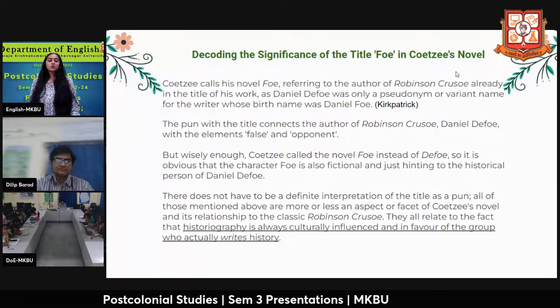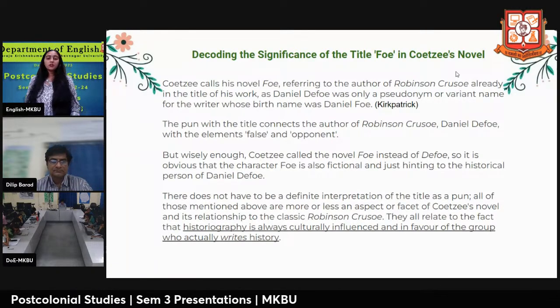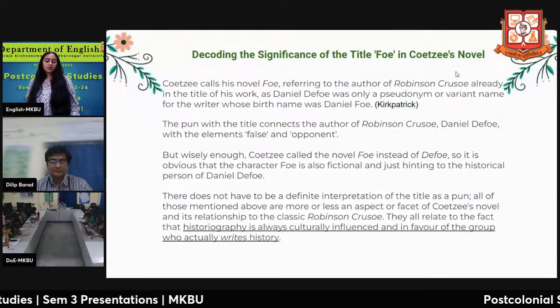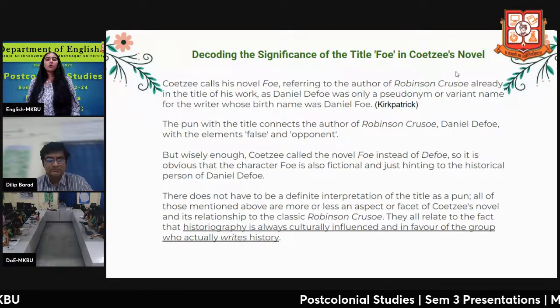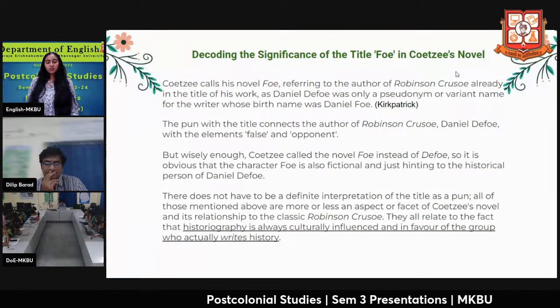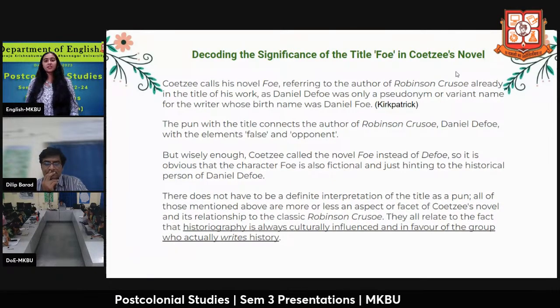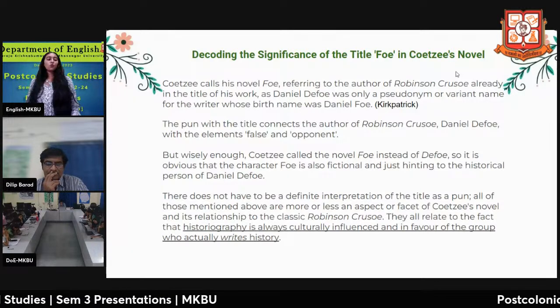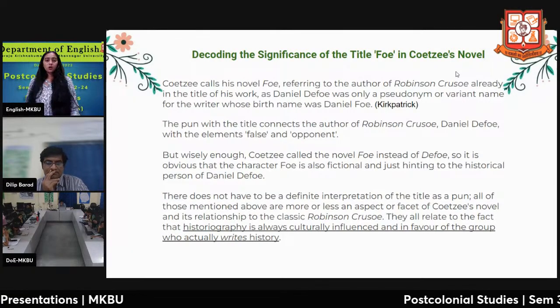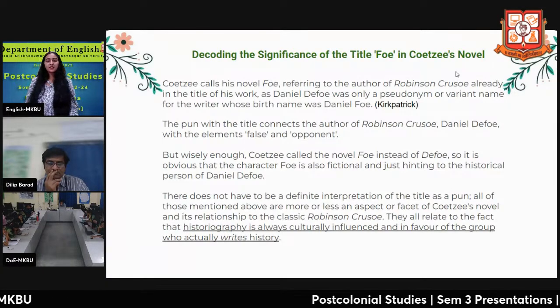And here also in this novel there is a question that has been raised: who is writing the story and in which way he or she is writing the story. He or she might be writing the story to make the audience happy and to sell their books.